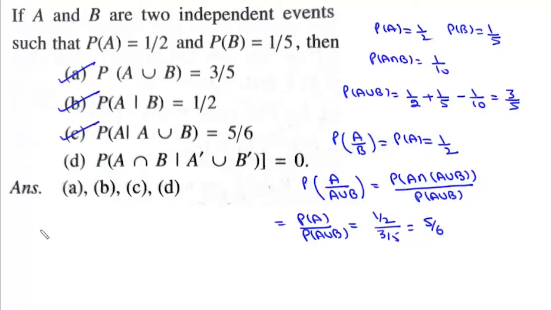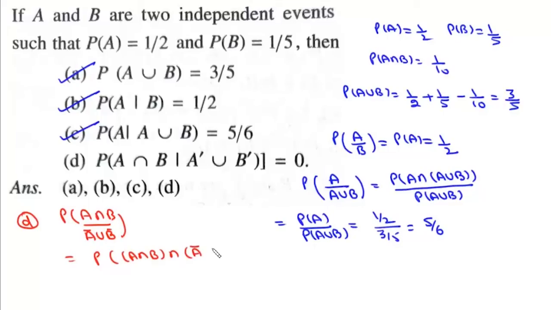Now if we look at this option D, then in option D we have this probability of A intersection B upon A naught union B naught. Now this is probability of A intersection B intersection (A naught union B naught) upon probability of A naught union B naught.